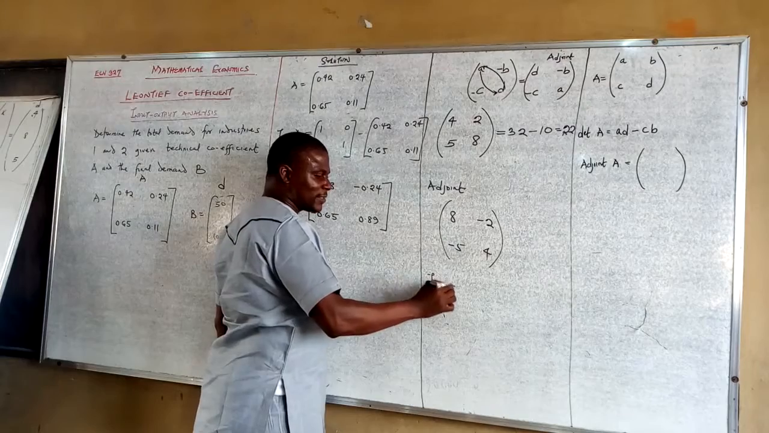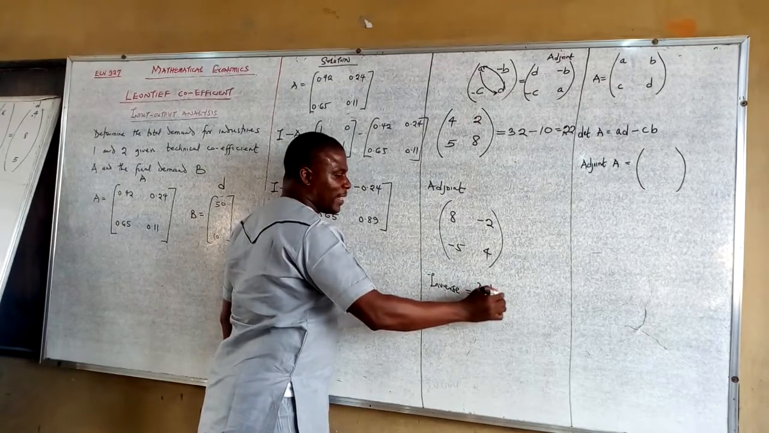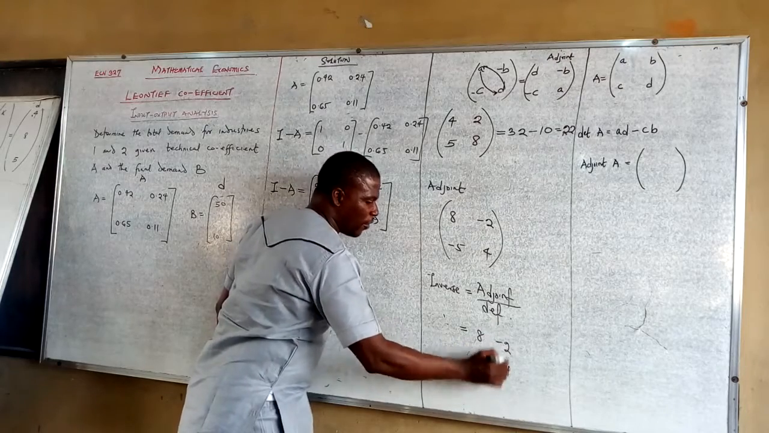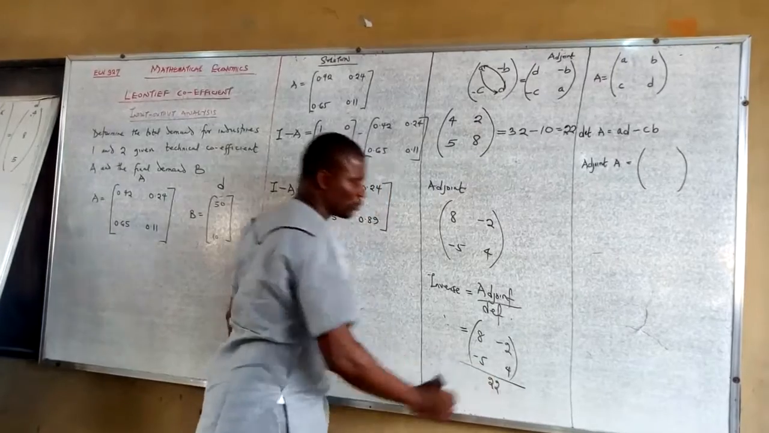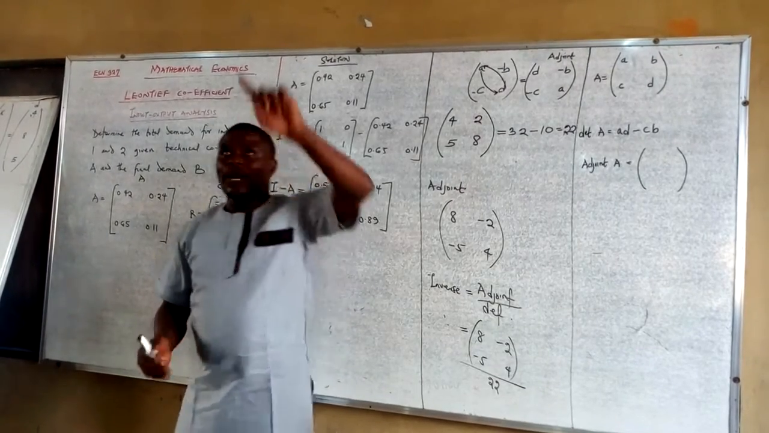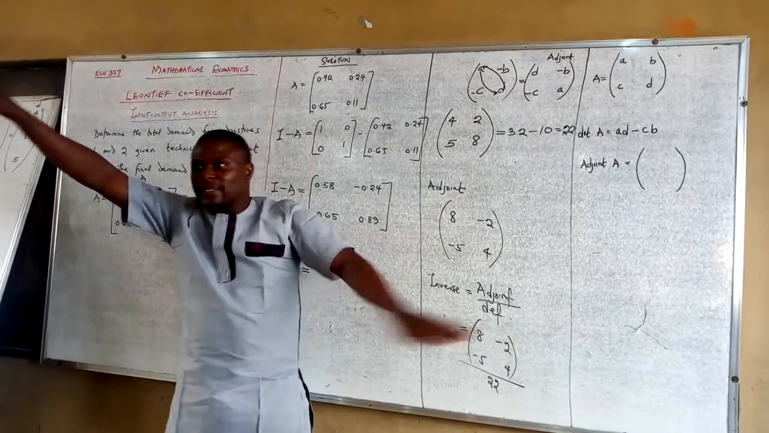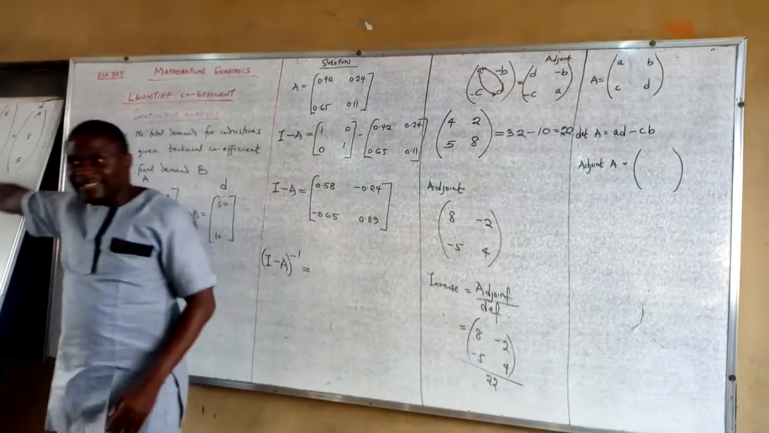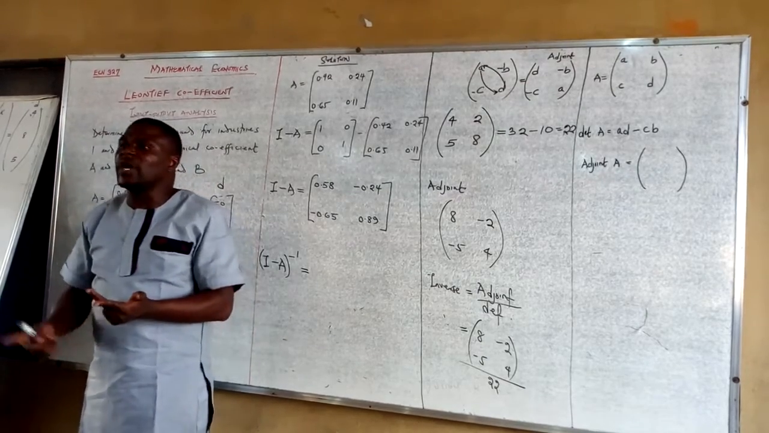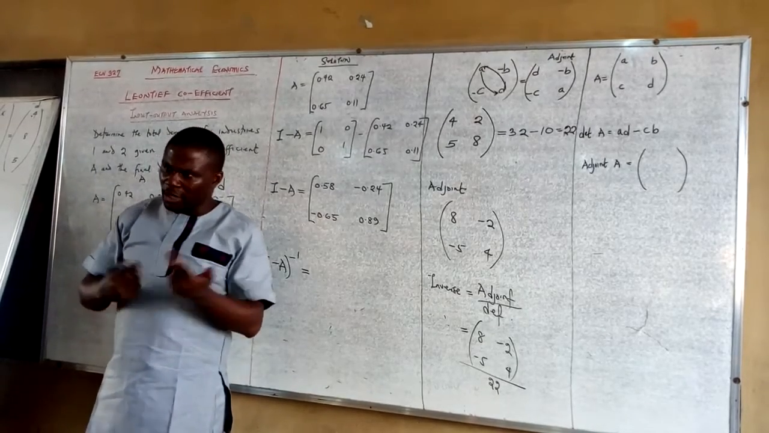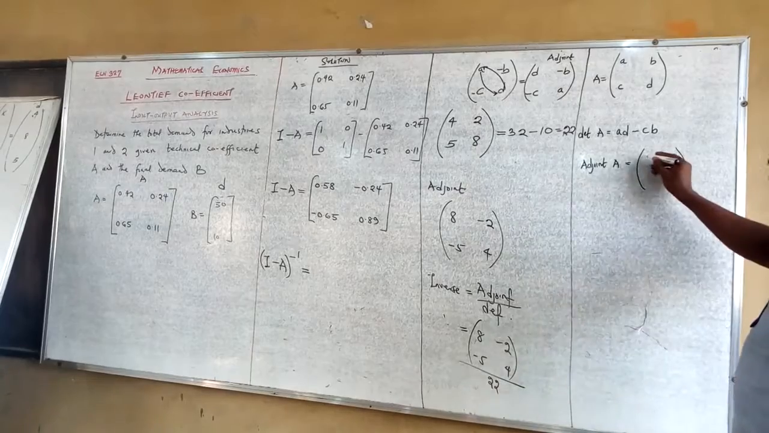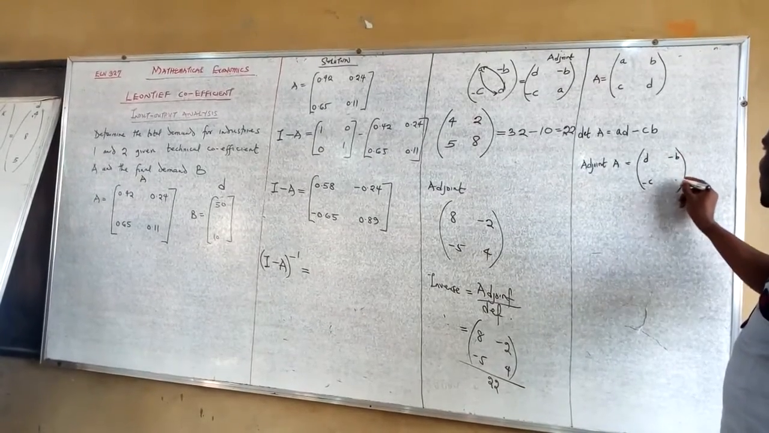If I now want to find the inverse, it is the adjoint divided by the determinant. So I will write 8, minus 2, minus 5, 4, and divide everything by 22. In a nutshell, if you want the adjoint of a 2 by 2, you just switch the elements of the leading diagonal and add minus to the non-leading diagonal. But if it is 3 by 3, you have to find the cofactor, then from that the adjoint. That adjoint divided by the determinant gives you the inverse. So if I have A, B, C, D, the adjoint of A will be D, minus B, minus C, A.